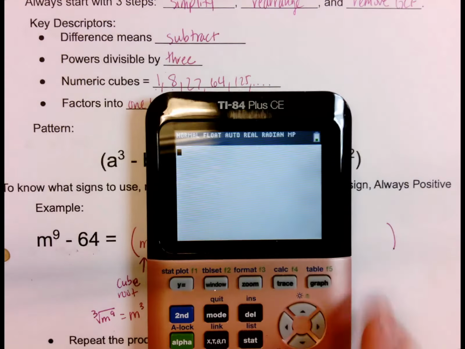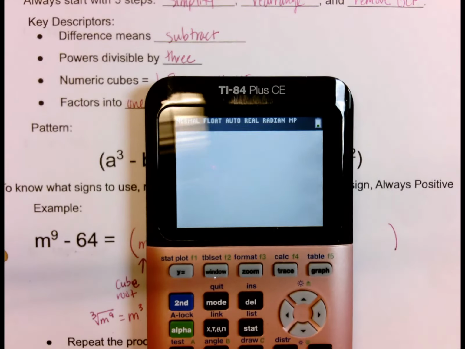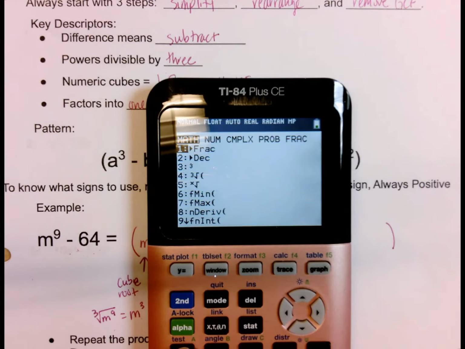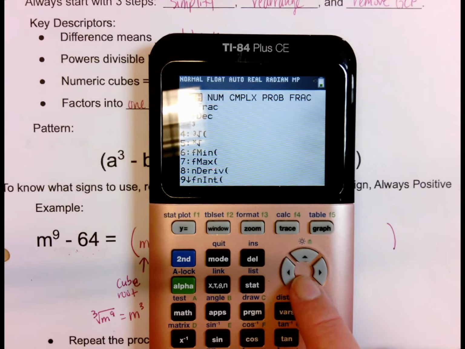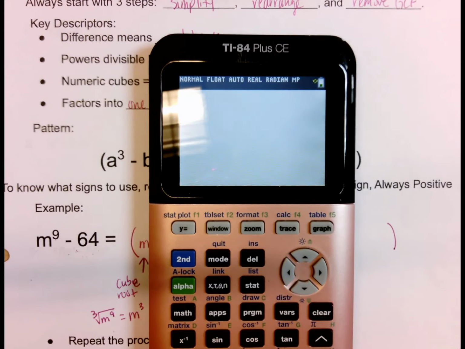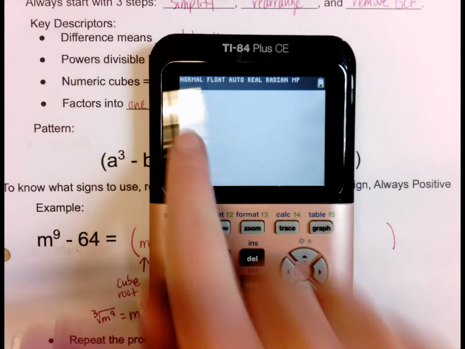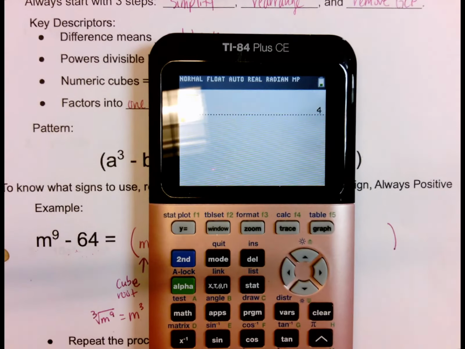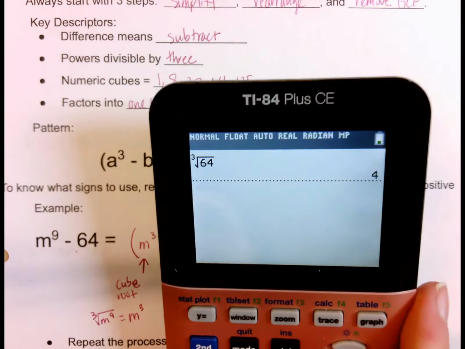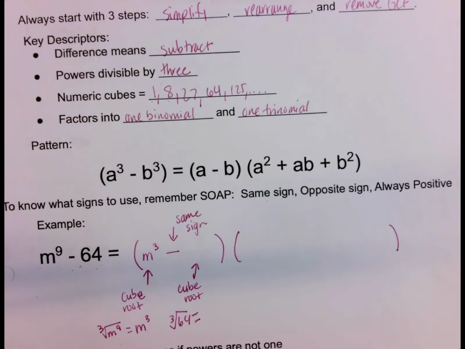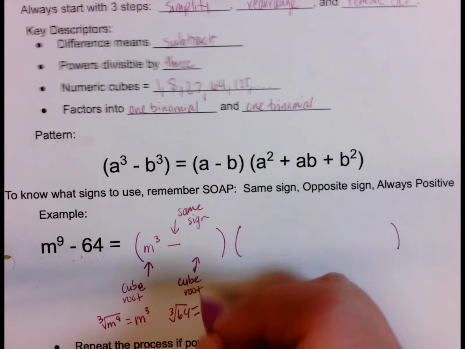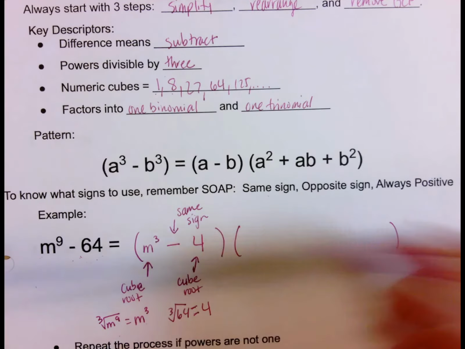Okay, so under math, hit the math button. That's this one right underneath the green one. You're going to scroll down to the fourth one, and it comes up as a cube root, and you can put in 64, and you find that the cube root of 64 is 4. So that's how we do cube root of a number on our calculator. And I already showed you how to do cube root of an exponent. So cube root is 4, so that's what goes here in this position.